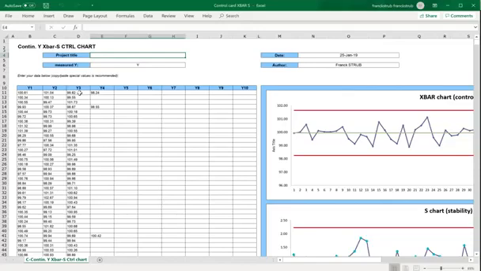So the X bar chart will be used to understand if you are in control, statistically speaking, if your process is in control, and the S control chart or sigma control chart will be used to understand if you are stable. When you open the tool, you will find basically cells with two colors.